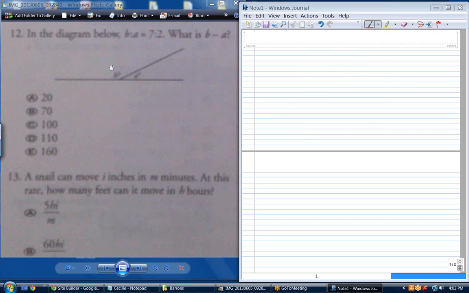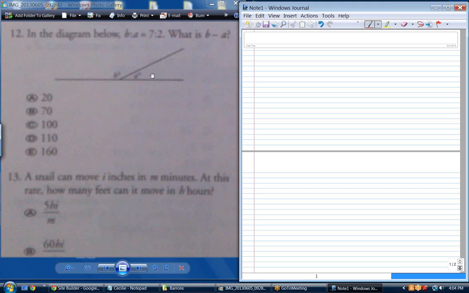Okay, in this diagram, this big angle is B, the little angle is A. What is b minus a? Well, you know that there's 180 total. Now they're in a 7-to-2 relationship. Yeah, I'm just trying to figure out how you use that.